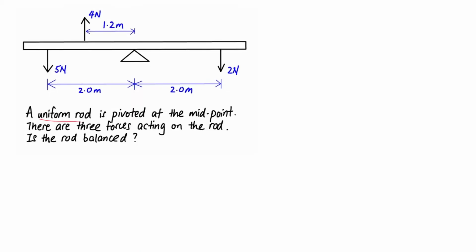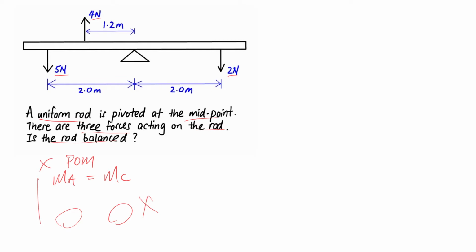In this first question, you're given a uniform rod that's pivoted at the midpoint. There are 3 forces, which are 5 Newton, 4 Newton, and 2 Newton acting on the rod. And the question asks you, is the rod balanced? So you cannot assume it's balanced, therefore you cannot apply your principle of moment where you assume that the clockwise equals anti-clockwise. Some students show it this way, and then after that the answer here and here is not the same, then they conclude. But that's the wrong presentation.